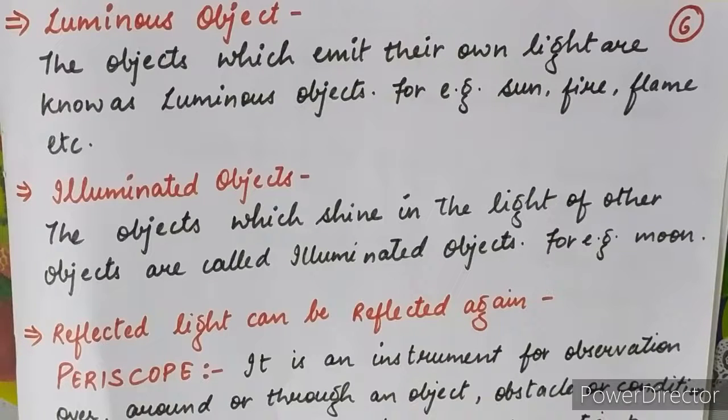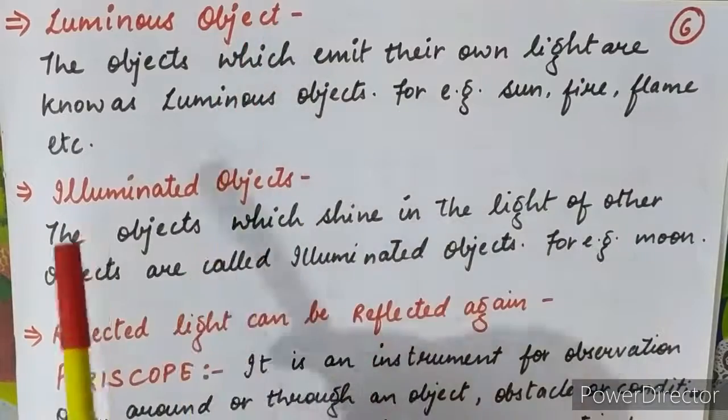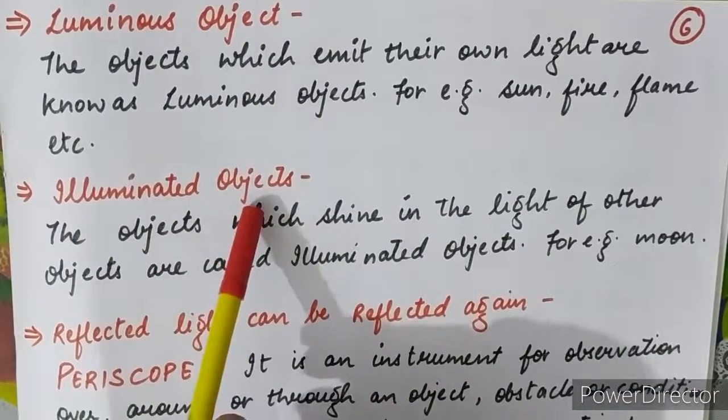I gave you one example: the word ambulance is written on the front of an ambulance van. That was an example of lateral inversion, a mirror image. Now today we will discuss the types of objects. There are two types of objects: luminous object and illuminated object.